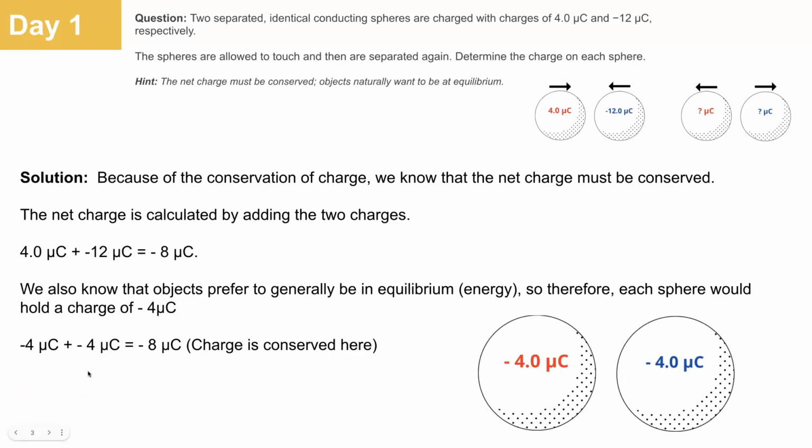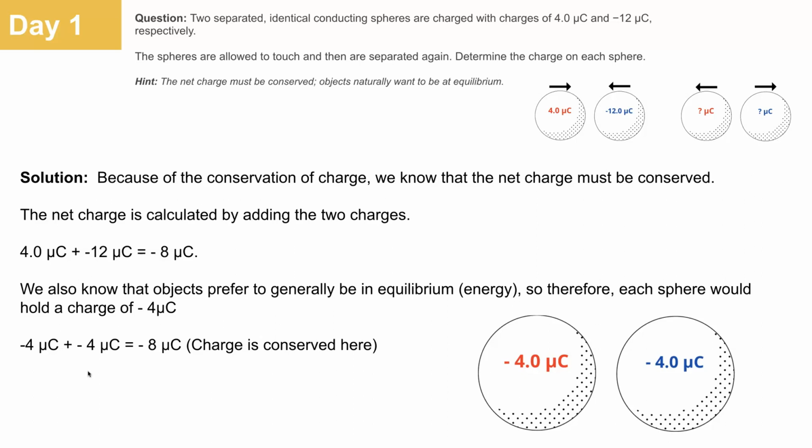Alright, because of conservation of charge, we know that the net charge must be conserved. So the net charge is simply adding the charges. So I have one sphere with positive 4 microcoulombs and another sphere with negative 12 microcoulombs. So 4 plus negative 12 gives you a net charge of negative 8 microcoulombs.